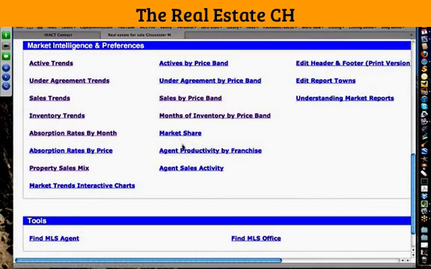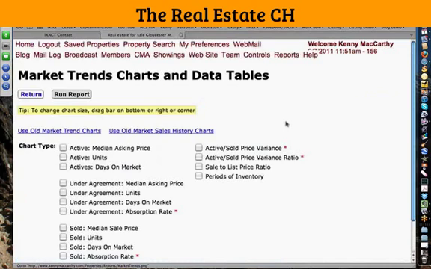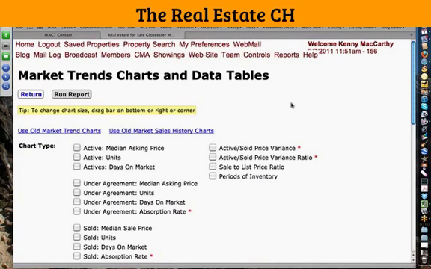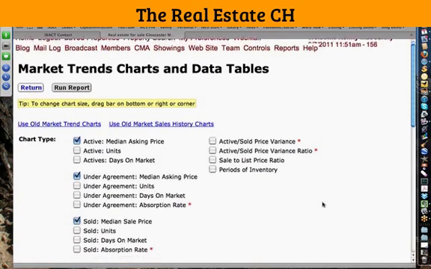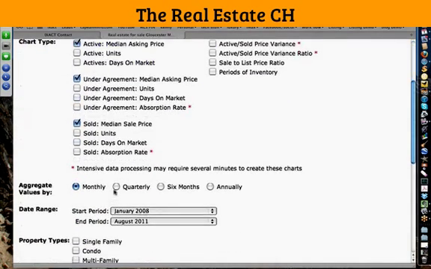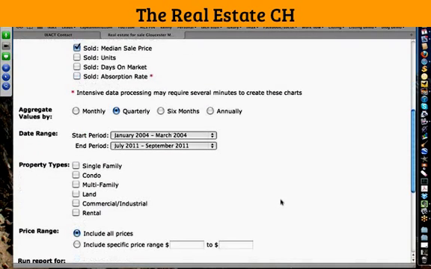Then we've got market share, agent productivity, agent sales activity. If you want to see how much an agent's doing that you're going up against, those are all really easy to run. This one here, Market Trends Interactive Charts. This one, you got to see this. It looks a little complicated to use, but if you just use this one. Use the active median asking price, the under agreement median active, and the median sales price. Click those off. Check it off quarterly for single families, and then run the report.